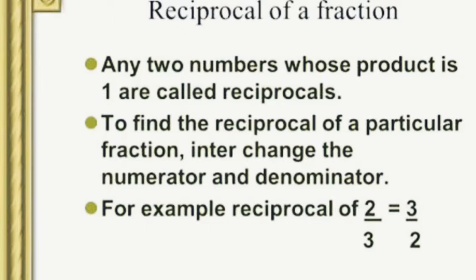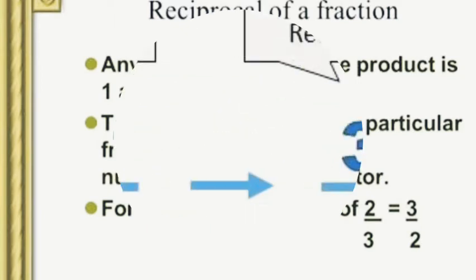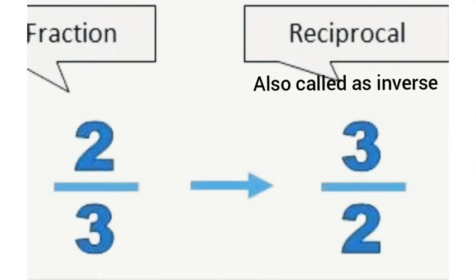Any two numbers whose product is 1 are called reciprocals. In other words, to find the reciprocal of a fraction, just interchange the numerator and the denominator. 2 by 3's reciprocal will be 3 by 2. If the fraction is 2 by 3, the reciprocal will be 3 by 2.